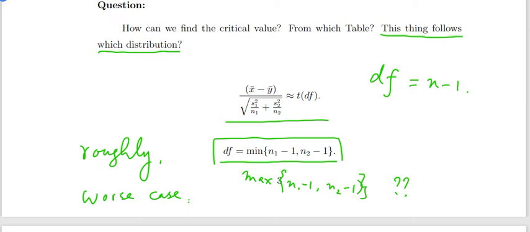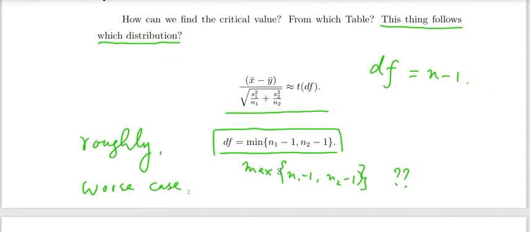Then we can say that these things loosely follow a T distribution with degree of freedom equal to the smaller one of n1 minus 1 and n2 minus 1. Once we know this follows a T distribution, then we can find a critical value from the T table. Then we can determine whether this is a big number or small number. Then we can make a decision, right?